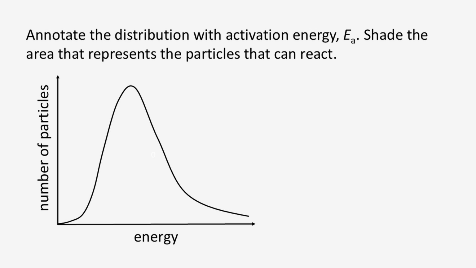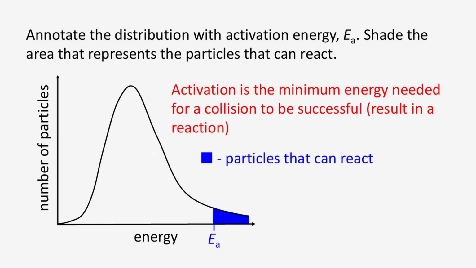Here's another example question. Annotate the distribution with activation energy EA. Shade the area that represents the particles that can react. Activation energy is the minimum energy needed for a collision to be successful. That is, a collision that results in a reaction. Most particles do not possess the activation energy. Most collisions do not result in a reaction, so EA lies quite far to the right of the x-axis.